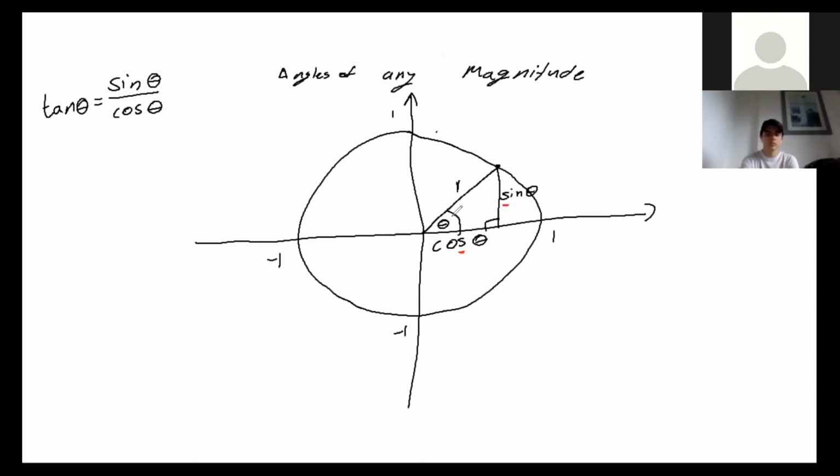So now, my sine theta and my cos theta, if I were to have a point x comma y, my x is equal to cos theta and my y equals sine theta, right? Because my x is how far it goes across and my y is how far it goes up. Does that make sense? Yeah.